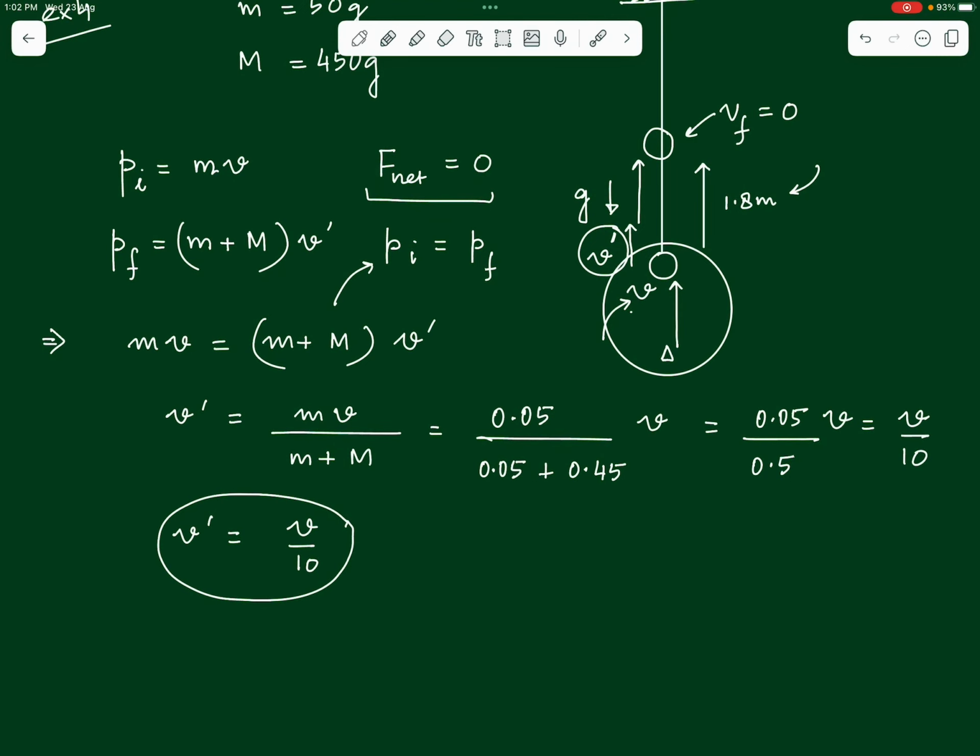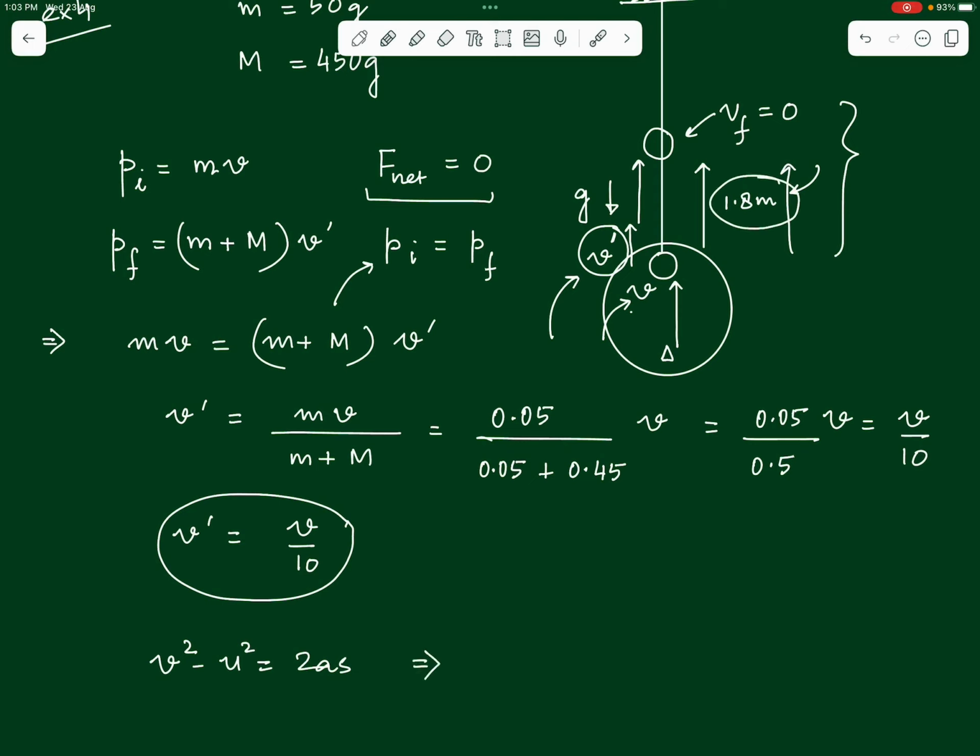So can we say, for the second part of the motion, the first part was the bullet penetrating the bob and the bullet and the bob attaining a certain velocity v dash. Second part of the motion is that the bullet and the bob system together move up under the effect of gravity and they slow down till they come at instantaneous rest at the top. Now for the second part of the motion, can we use the third equation of motion, v squared minus u squared is equal to 2as, to connect the height to which they travel up with the initial velocity with which they started off?